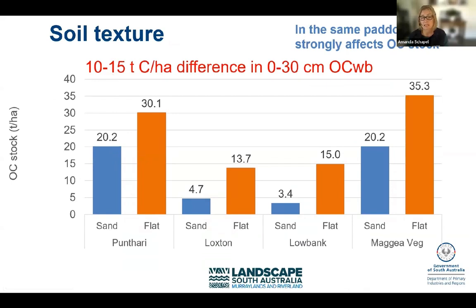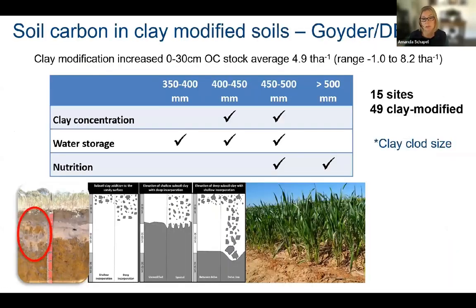If you're looking at sampling and you don't separate those out, you won't be able to pick up any fine-tuned changes in carbon. So for sampling or any stratification, make sure texture is the first thing you're looking at.